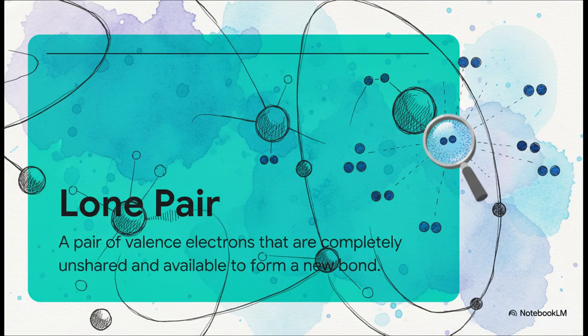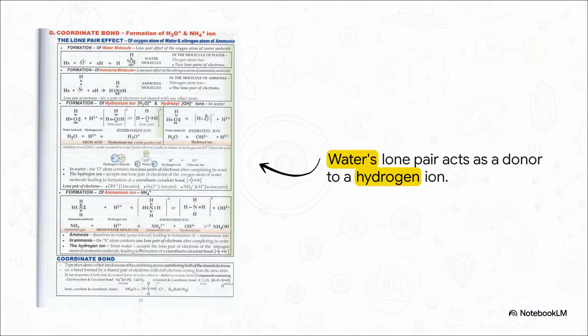Okay, to really wrap our heads around the coordinate bond, we've got to talk about the lone pair. These are basically leftover pairs of valence electrons that an already stable molecule isn't even using for bonding. They're just sitting there, fully paired up, completely unshared, and ready to go. This illustrates it so well.